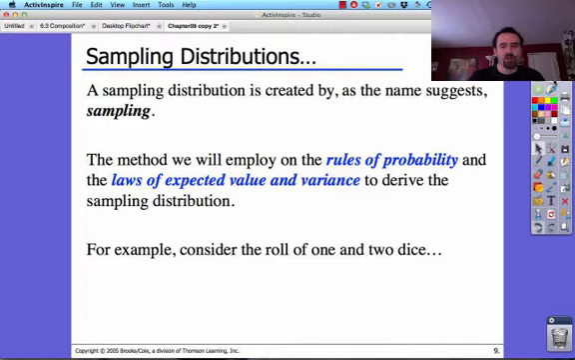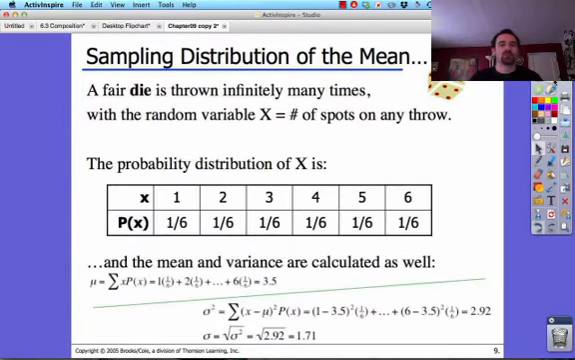This is all some review here. The method we're going to employ is probability, expected value, and variance. So we're going to start with the roll of 1 and 2 dice. Okay. So here's the idea.